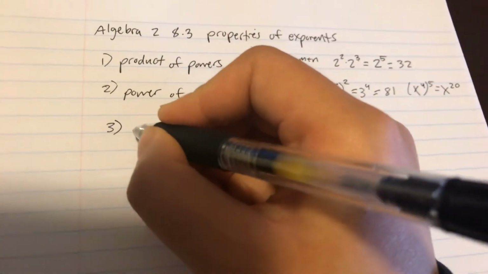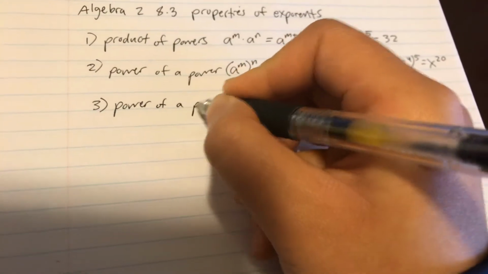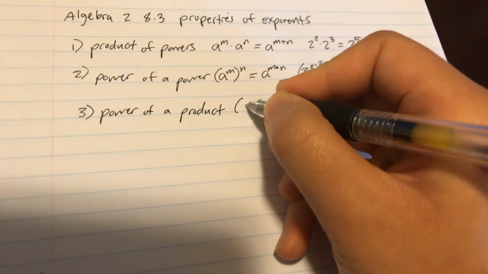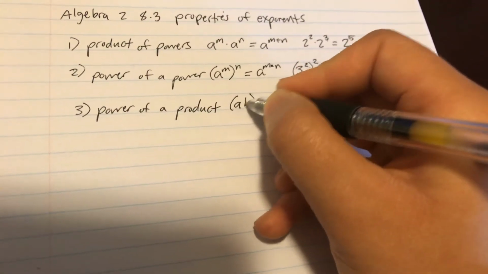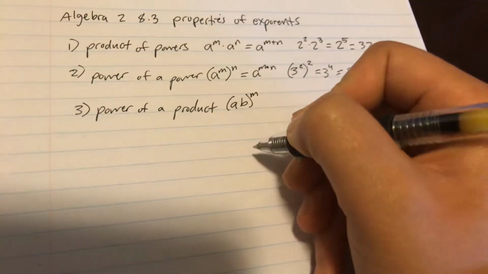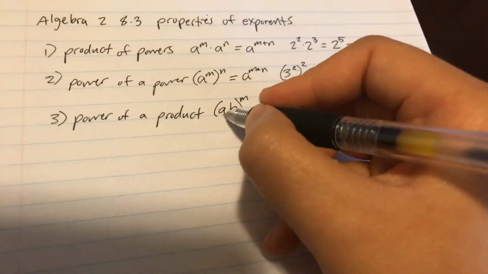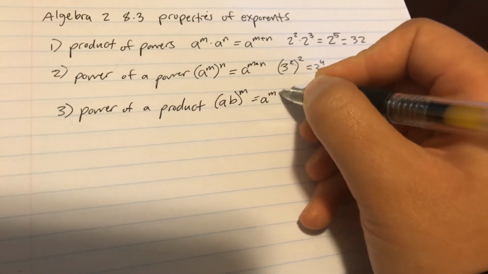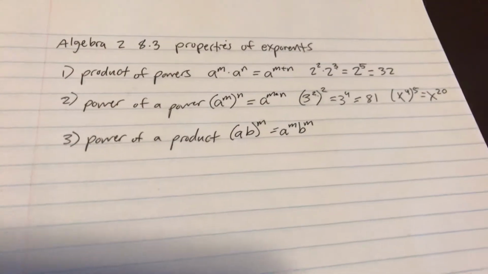Our third property is what we call power of a product. Alright, so let's say there's two things being multiplied, so a times b, but that whole thing is raised to the m power. Alright, so when that's the case, what we're going to do is we're going to distribute this exponent to both things. Okay, so that's going to be a to the m times b to the m.